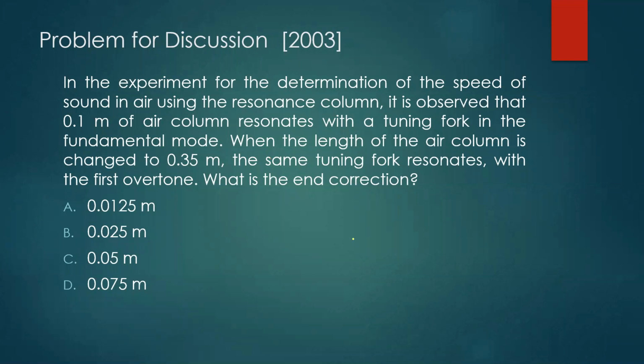Okay. Now, in this resonance column experiment, it says 0.1 meters of the air column resonates with a tuning fork in the fundamental mode. And then when the length of air column is changed to 0.35, the same tuning fork is resonating with the first overtone. I think we talked about this, right? As the resonant frequencies go higher, the length of the air column increases.